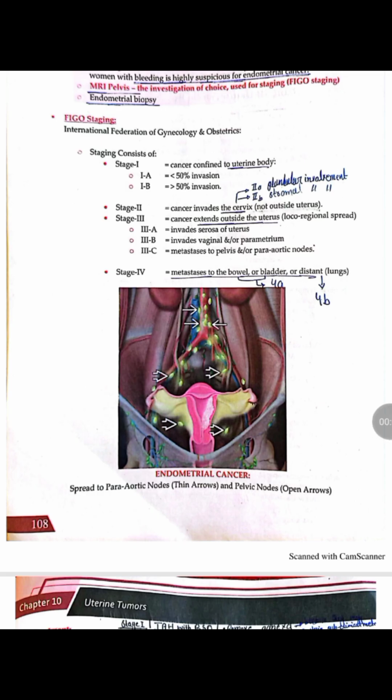Next is the staging of endometrial carcinoma. So the FIGO staging is most important, and according to FIGO staging, the endometrial carcinoma is divided into four main stages.